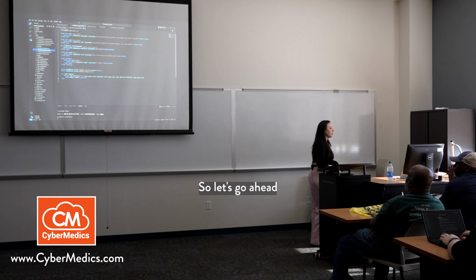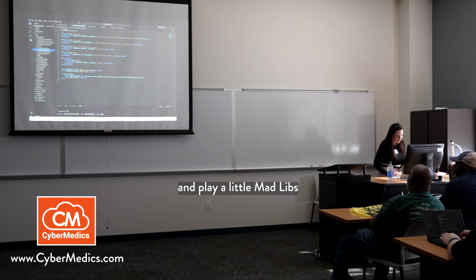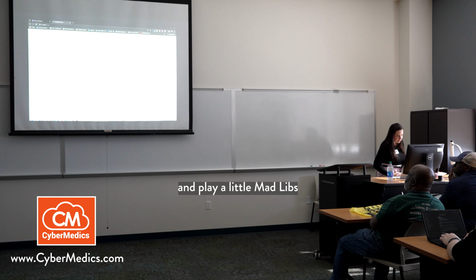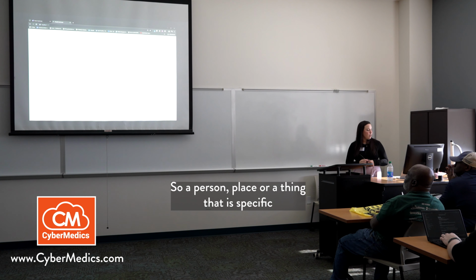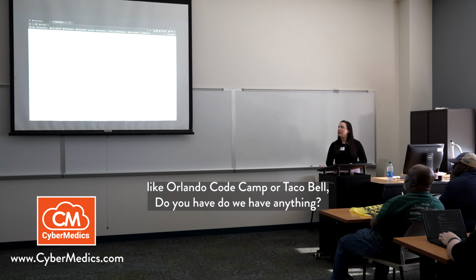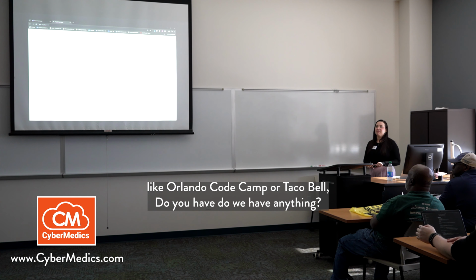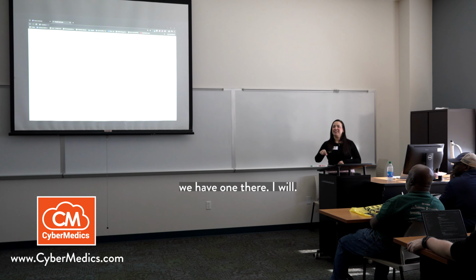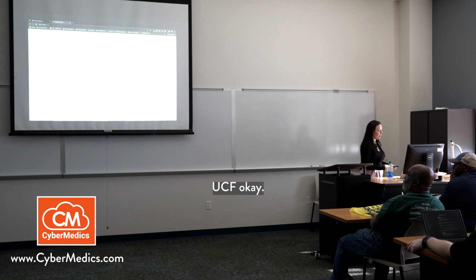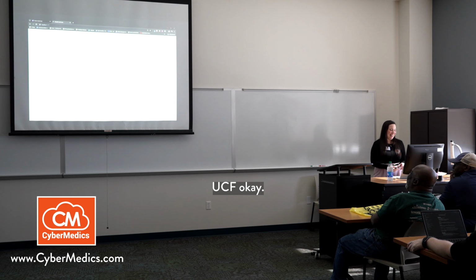So let's go ahead and play a little Mad Libs in our parameters 2 tab. The first thing I need is a proper noun, so a person, place, or a thing that is specific, like Orlando Code Camp or Taco Bell. Do we have anything? If you don't give me one, I'm going to use Taco Bell. Oh, we have one there. UCF, okay.